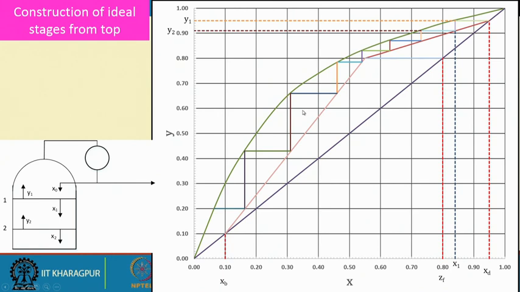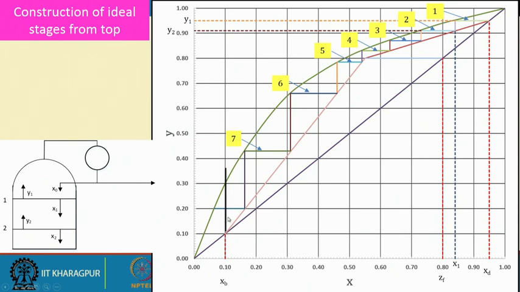Now once we have drawn the staircases, we simply count the number of horizontal lines from the top: 1, 2, 3, 4, 5, 6 and 7, and this is not 8 because this one is not fully utilized for reaching the desired concentration.